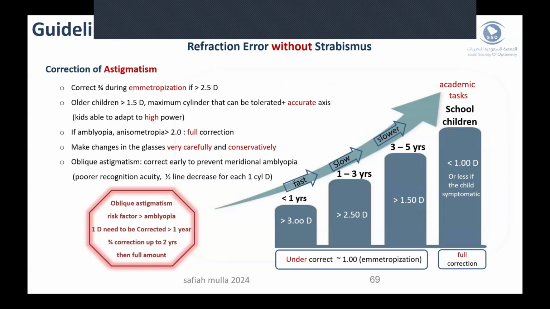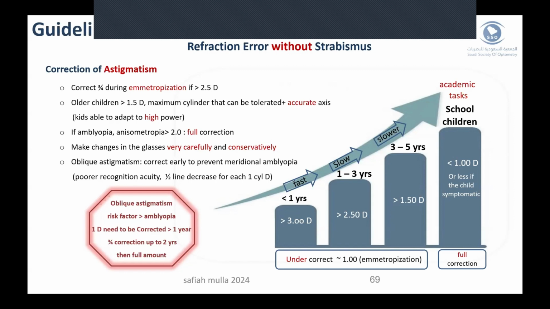You give them a maximum cylinder that can be tolerated, and with older children, you can give them an accurate axis by doing refining for them. And don't be worried, because kids are able to adapt to a high power of cylinder. It's not like adults, they can adapt to it. If they have amblyopia or anisometropia more than 2 diopter, then you need to give a full correction. You don't undercorrect. And you make changes in the glasses very carefully and conservatively.